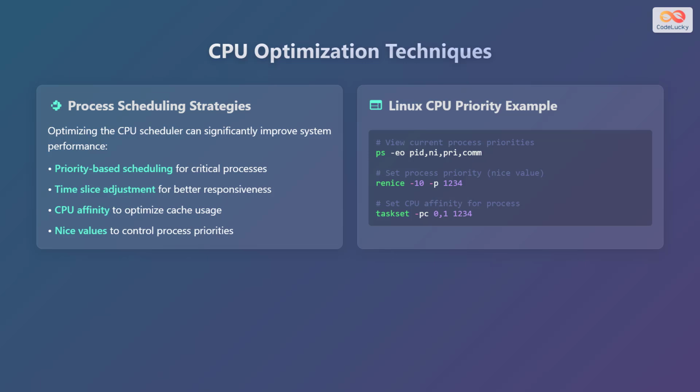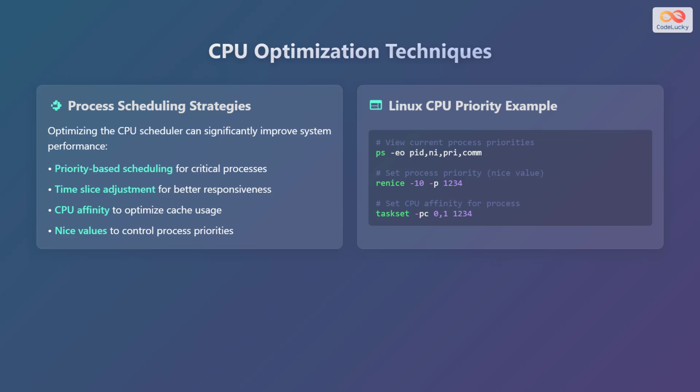Let's discuss Central Processing Unit, or CPU optimization techniques. Process scheduling strategies involve optimizing the CPU scheduler to significantly improve system performance. Implement priority-based scheduling for critical processes to ensure they get the CPU time they need. Adjust time slice durations, which is the amount of time each process gets to run, for better responsiveness. Use CPU affinity to bind processes to specific cores to optimize cache usage. Set nice values to control process priorities and ensure important tasks are not starved of resources.